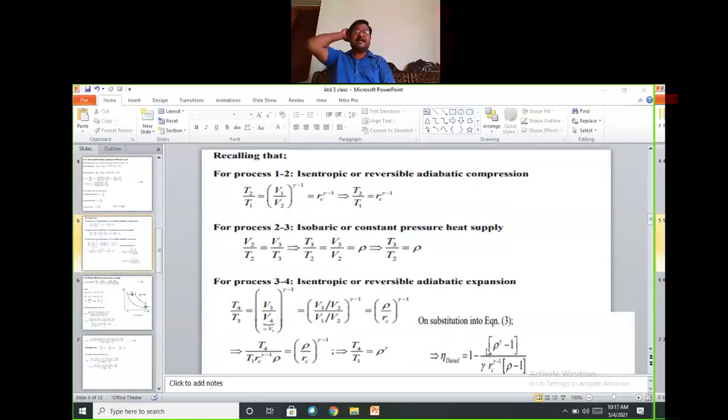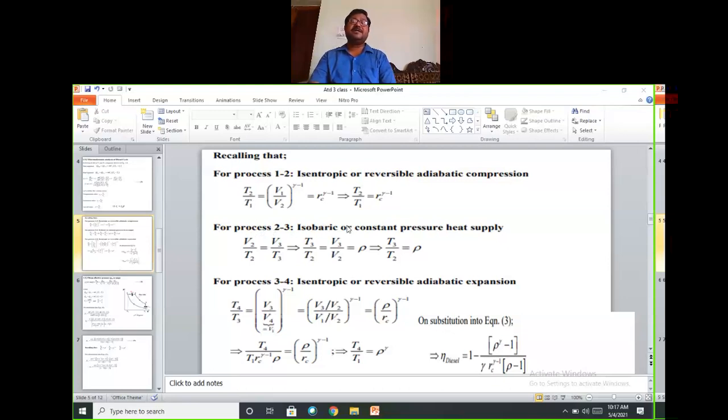Recalling once again the reversible adiabatic or isentropic process 1 to 2: T2 by T1 is equal to (V1 by V2) raised to the power of gamma minus 1. V1 by V2 is nothing but the compression ratio rc, so T2 by T1 is rc raised to the power of gamma minus 1.